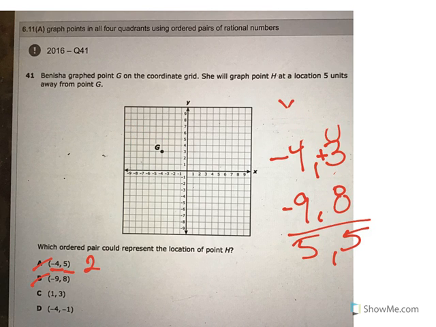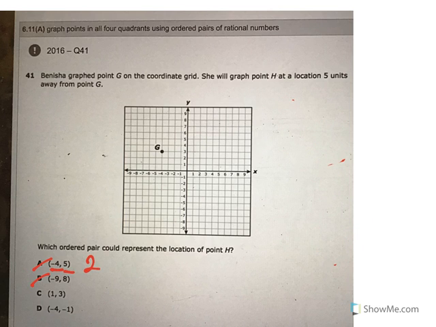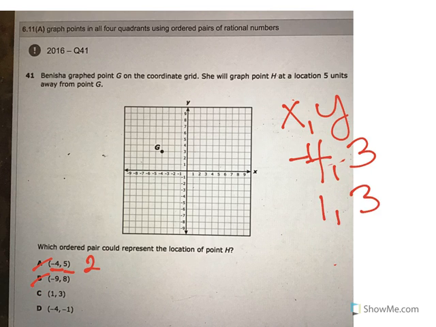Let me erase some of this. Okay. So let's check C. So I have 1, 3. So our y values are the same. So that's 0 away. But what about -4 and 1? What is the difference between -4 and 1? It would be -5. But distance can never be negative. So even though we got -5, your answer is going to be 5. I think it might be C. Let's check it out. 1 over, 3 up. That's 1, 2, 3, 4, 5. All right, well, I'm thinking it's C.